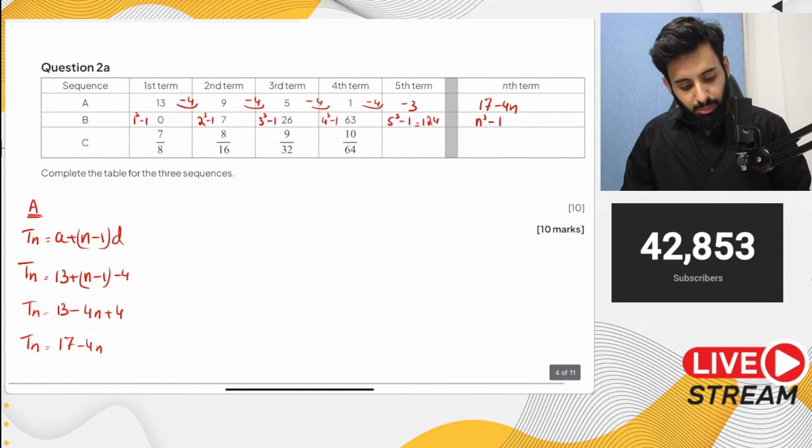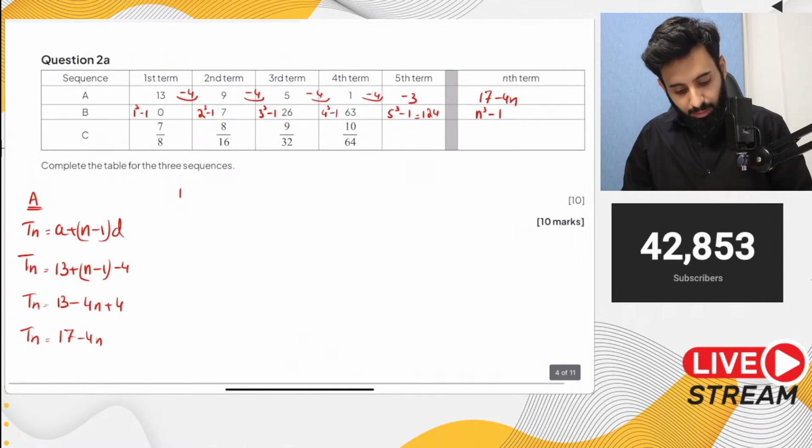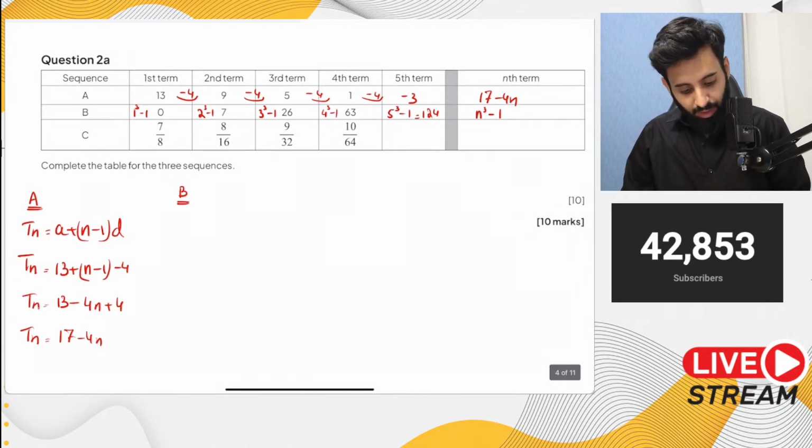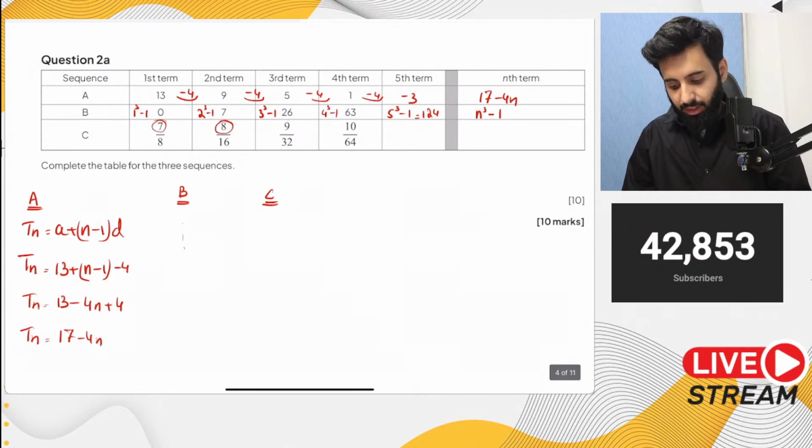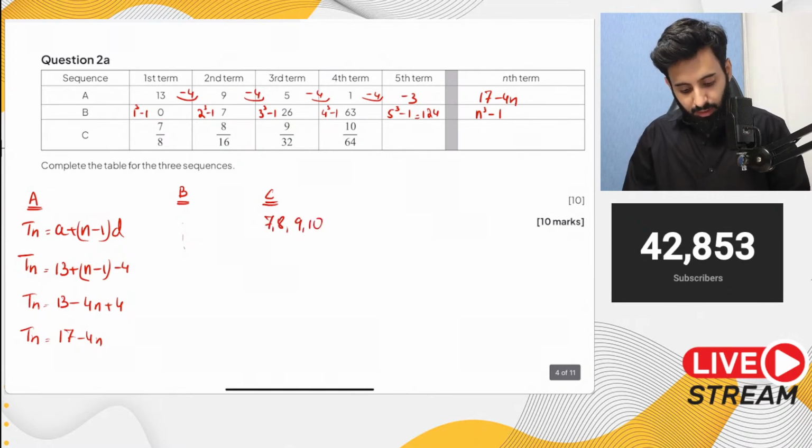Okay, now let's talk about part C. So we already have done the working for part B. So now let's start with the numerator of C. So you have 7, 8, 9, and 10. So you can see that the common difference is 1.